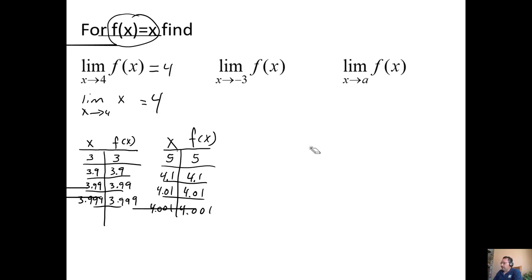You could have looked at this graphically. The line y equals x is a line.